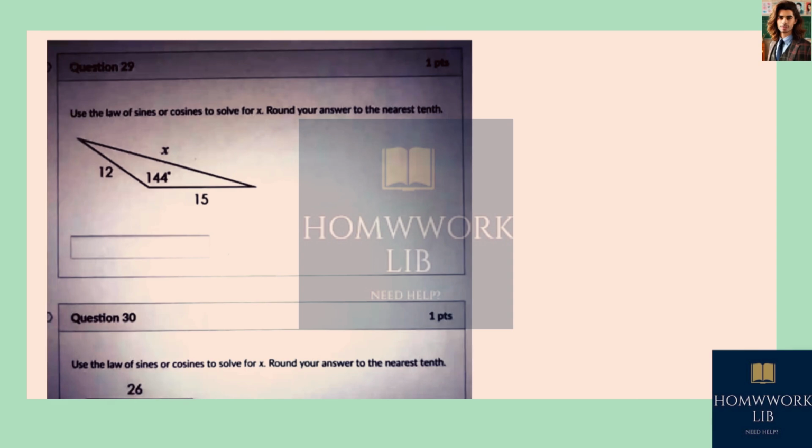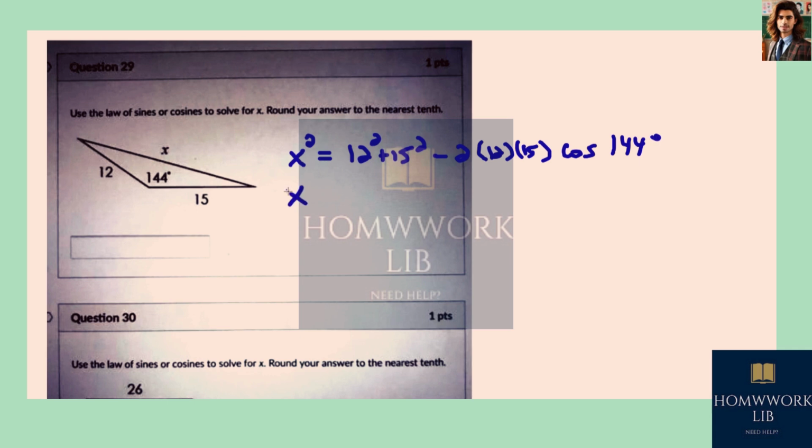Since we want to find side x and we know the opposite angle 144, but we don't have a given angle opposite side pair, that's your clue to use the law of cosines. And the law of cosines says that if we're going to begin and end this formula with the pair in question here, which is angle 144 and side x, we would use x squared equals the other two sides, 12 and 15, minus 2 times those other two sides, times the cosine of the angle. That is the law of cosines.